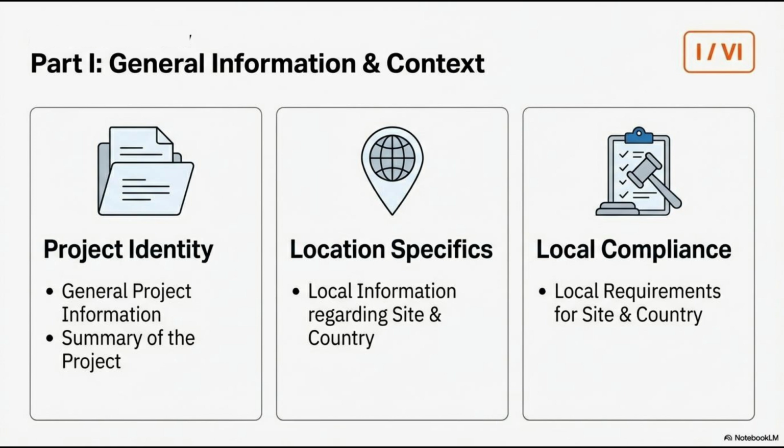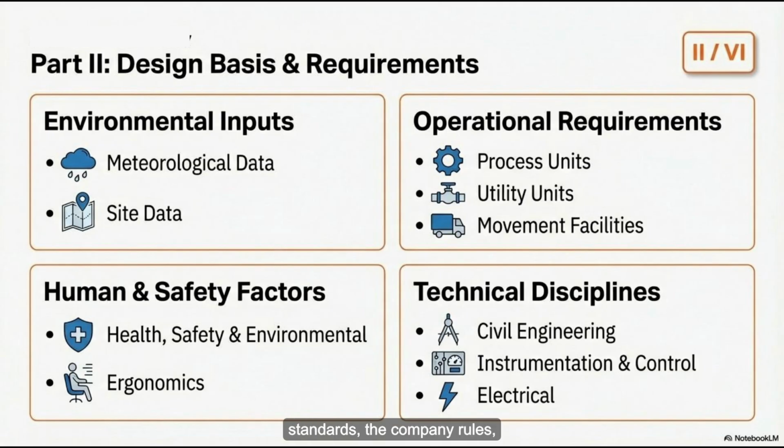But here's the catch, and this is why the index matters so much. If you don't identify that conflict during the FEED phase, you might order 5 kilometers of railing that's 20 centimeters too short. And then you're scrapping tons of steel and delaying the launch. Exactly. You're just burning cash. This index forces you to gather all those conflicting documents, the laws, the ISO standards, the company rules, into one room before anyone draws a single line. It makes compliance the foundation, not an afterthought.